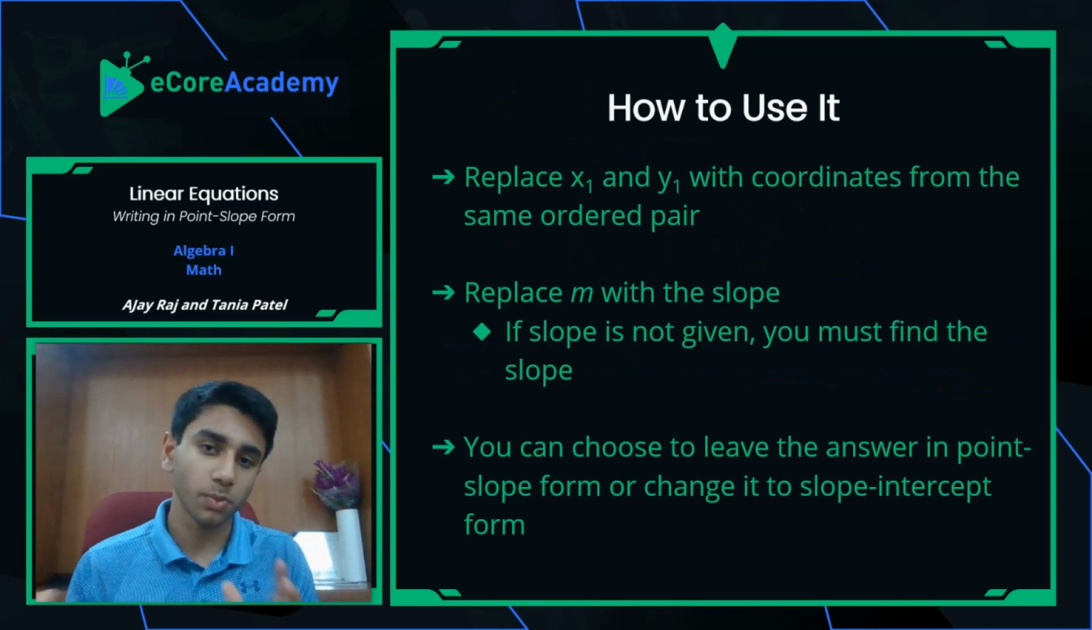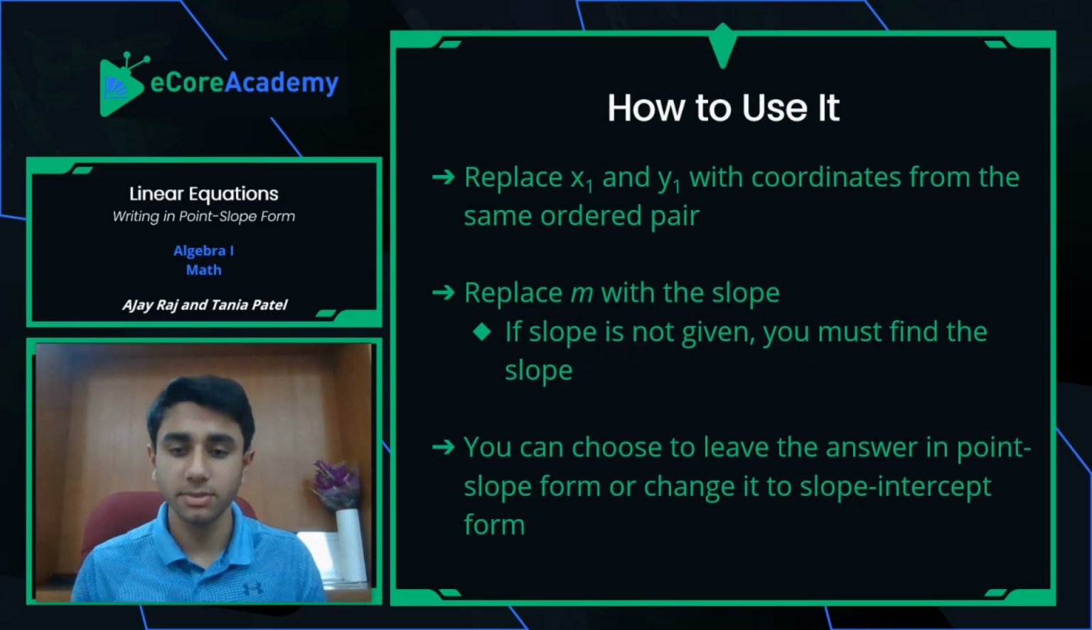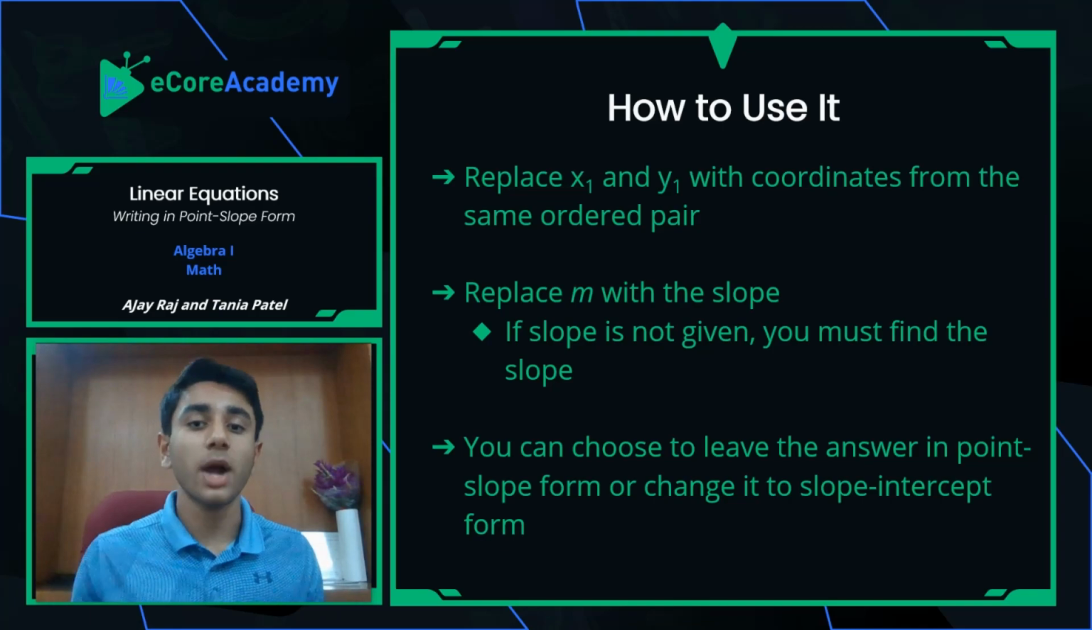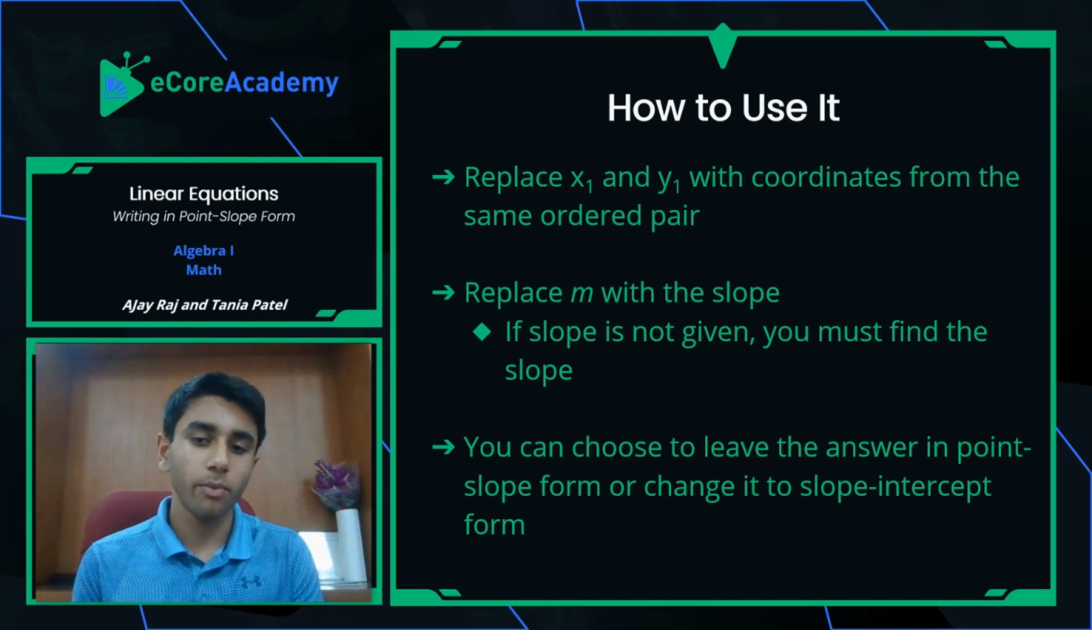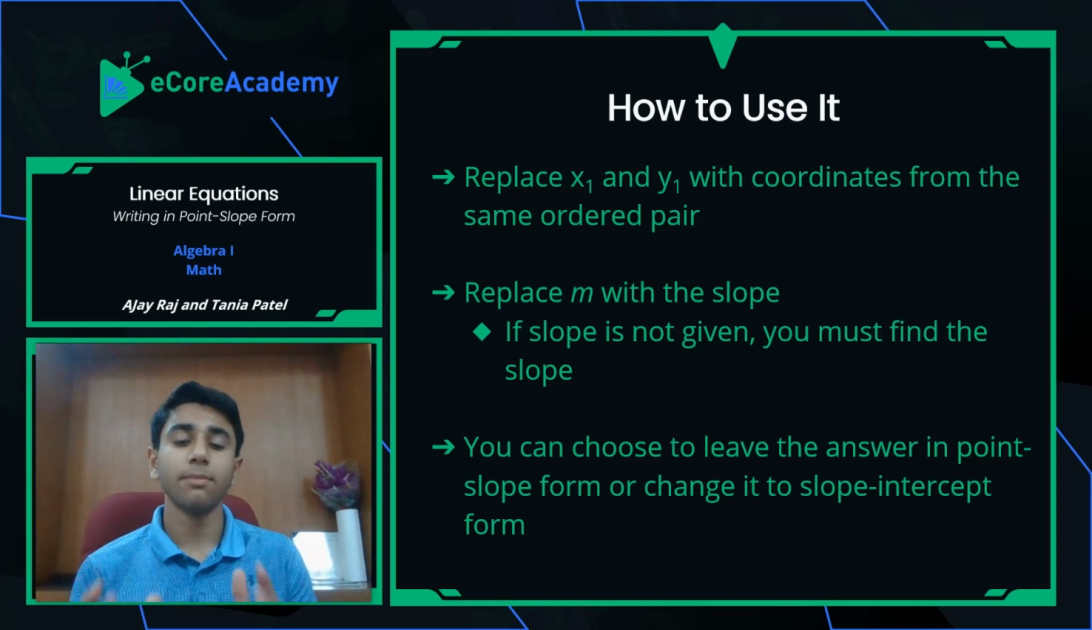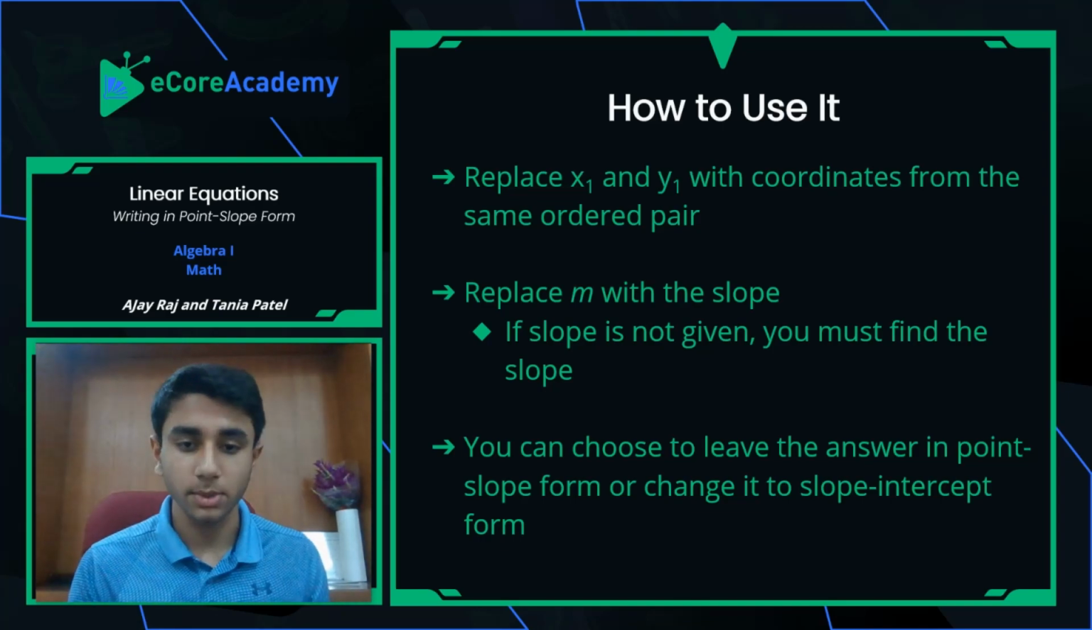Remember, x1 is one of the coordinates for x, and y1 is merely y subscript 1. It's one of the y coordinates. And of course, x1 and y1 are the same ordered pair. So in that same ordered pair that you're given, you'd substitute it for x1 and y1.